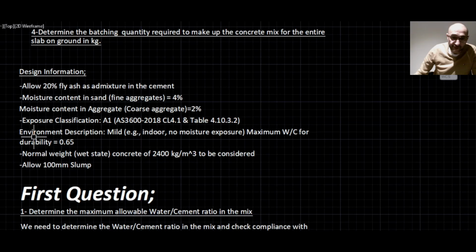The environment description of that exposure is mild. So everything is indoor and there's no moisture exposure. In this particular example, we don't have an alfresco or an exposed outdoor alfresco. Everything is covered. We will use the normal density concrete of 2400 kilogram per meter cube, and that is the wet state. So this is including the moisture. Everything adds up to 2400 kilogram per meter cube. And finally, initially we will allow a slump of 100 millimeters.